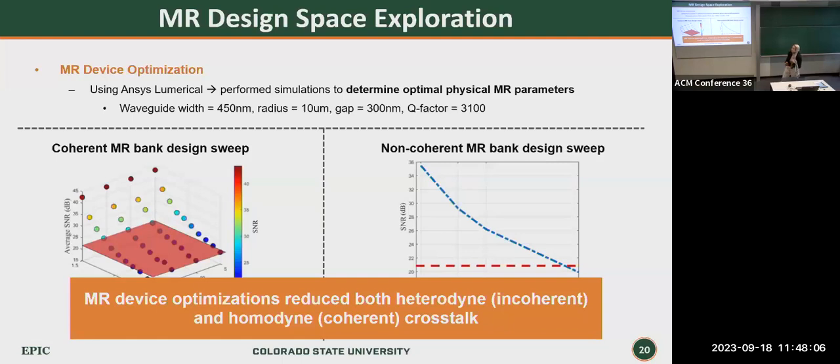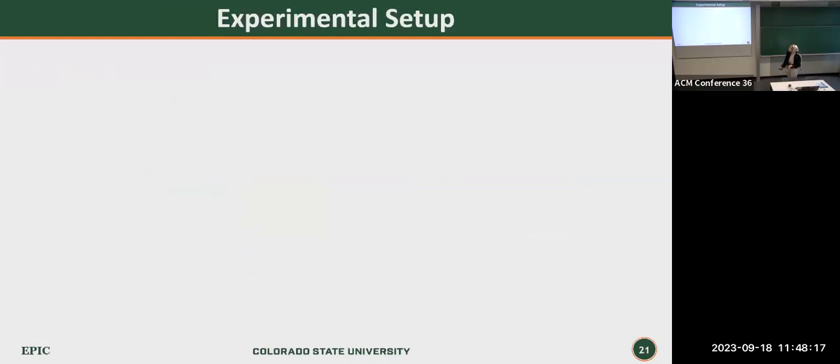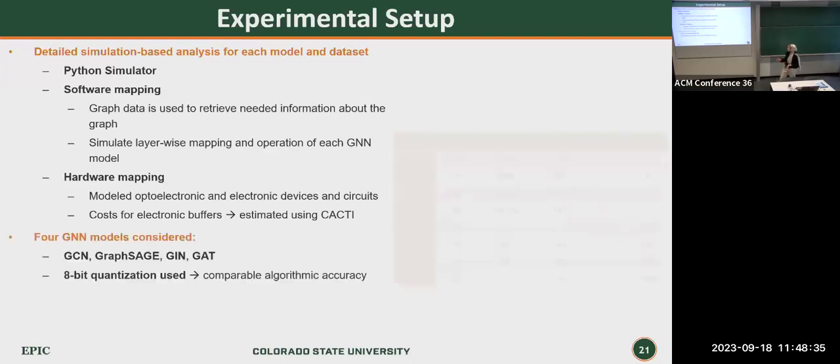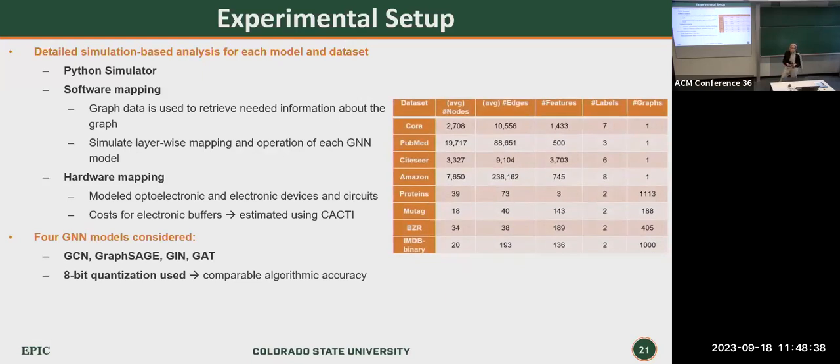So in conclusion, these MR design optimizations significantly reduce the heterodyne, which is incoherent, and the homodyne, coherent crosstalk. So next, for the experimental setup, we designed an in-house Python simulator that performed both the software mapping for the graph data and the hardware mapping for all the electronic and optoelectronic devices used. The buffers and memories costs were all estimated using the Cacti tool. We focused on 4 GNN models, namely GCN, GraphSage, Graph Isomorphism, and Graph Attention Networks.